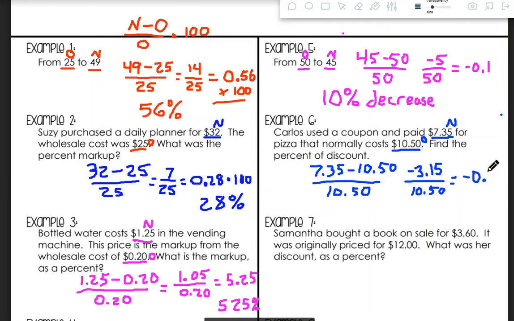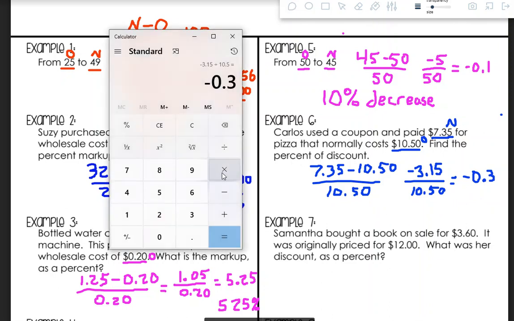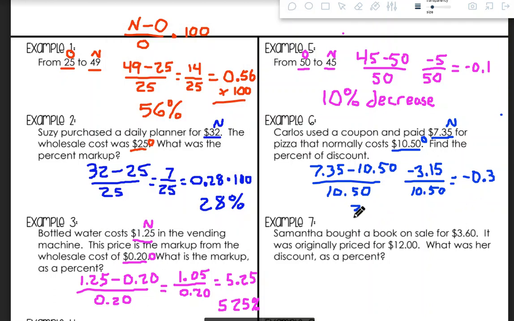All right, so this is a decimal. I got to change it to a percent. So I have to times by 100. Times by 100 gives me -30. So this would be a 30% decrease.